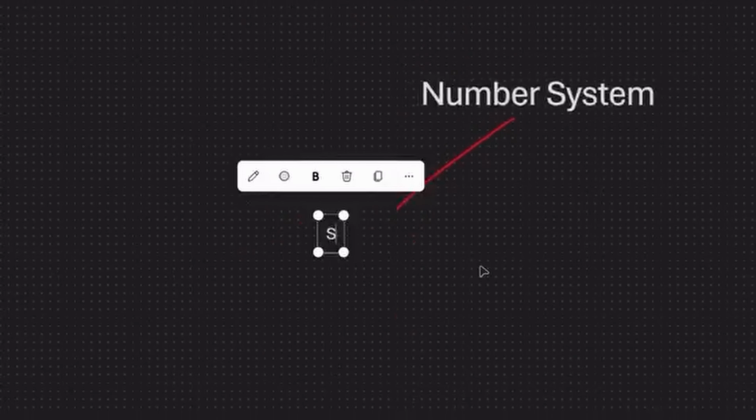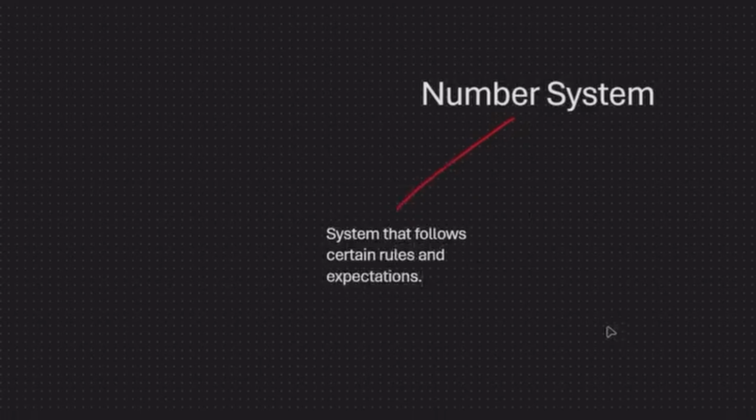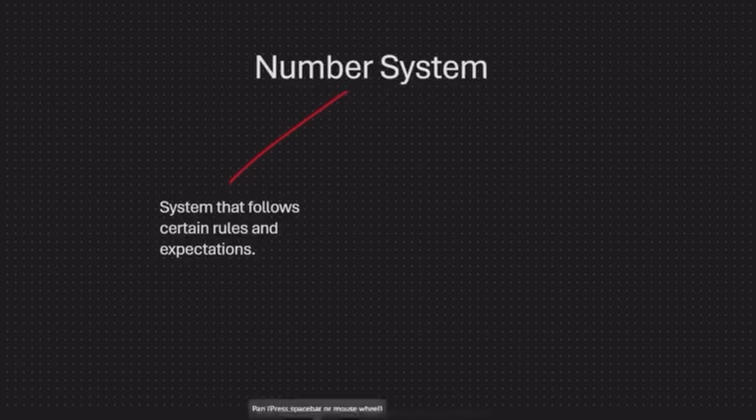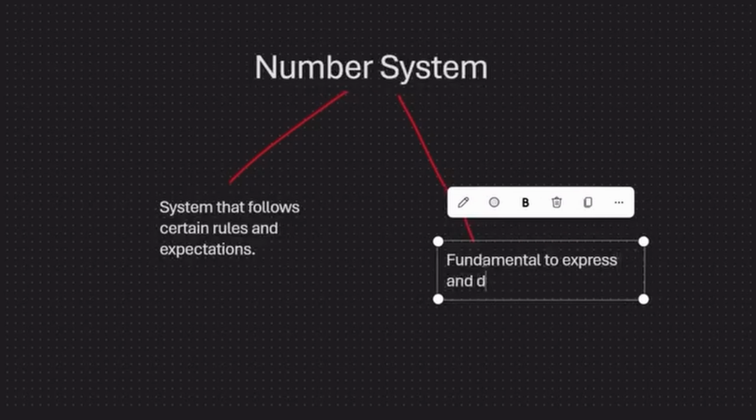A number system is a system that follows a specific order of rules and expectations. Number systems are fundamental to express and differentiate different numbers from the rest. They can range from systems like the Roman numeral system, which is an ancient system, to the now modern-day binary system.